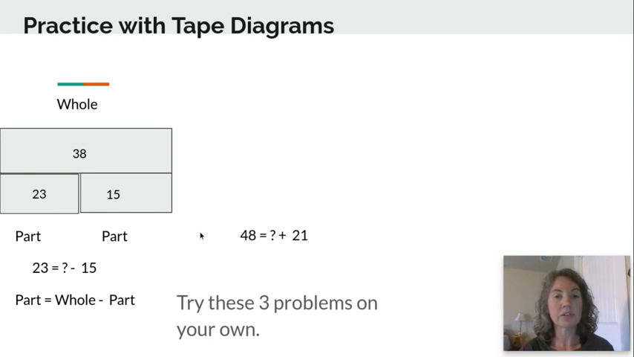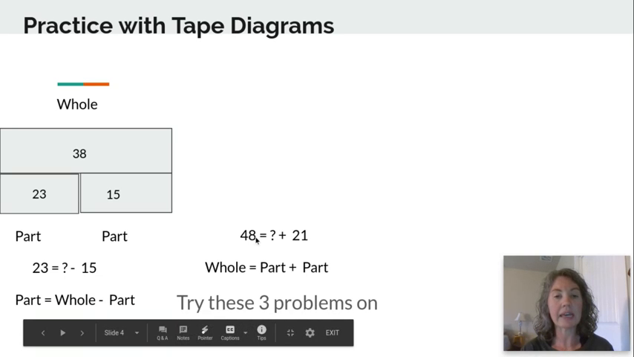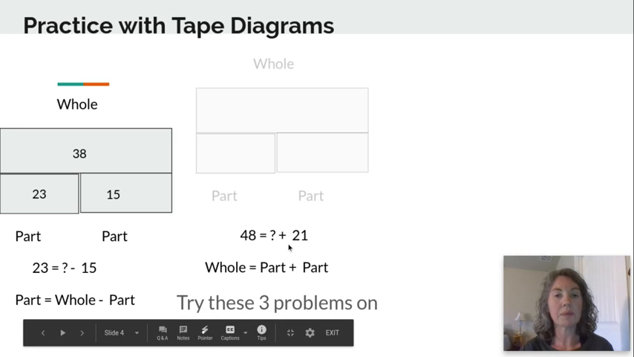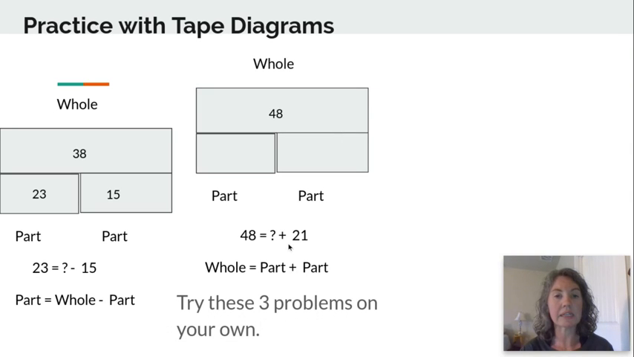Okay, so here's your next equation. Pause it and give it a try. So in this equation, my whole is actually going to be 48 because I have something plus something equals that. So my two parts are down at the bottom. So 48 is my whole, 21 is my part. My other part would be 27. Okay, try this one.